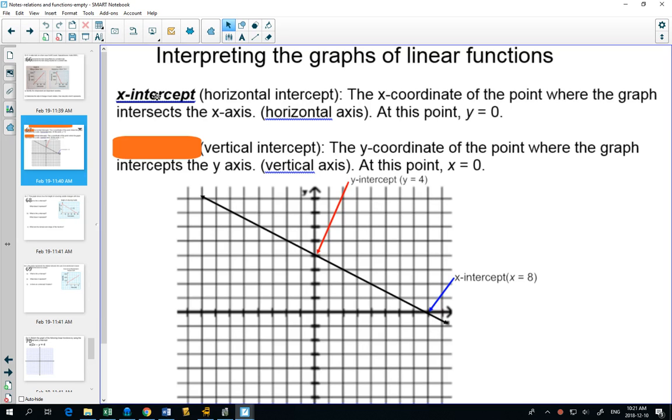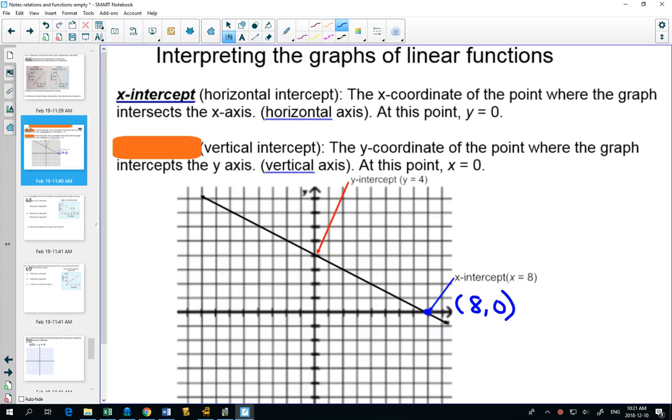Algebraically, you're going to always know that wherever you have an x-intercept, your y-coordinate is going to be 0. So if we look at this one where the x-intercept is at 8, if you labeled that point, does it make sense that your y-coordinate is always going to be 0 no matter where I label an x-intercept? Everywhere along the x-axis, your y-coordinate is always 0.